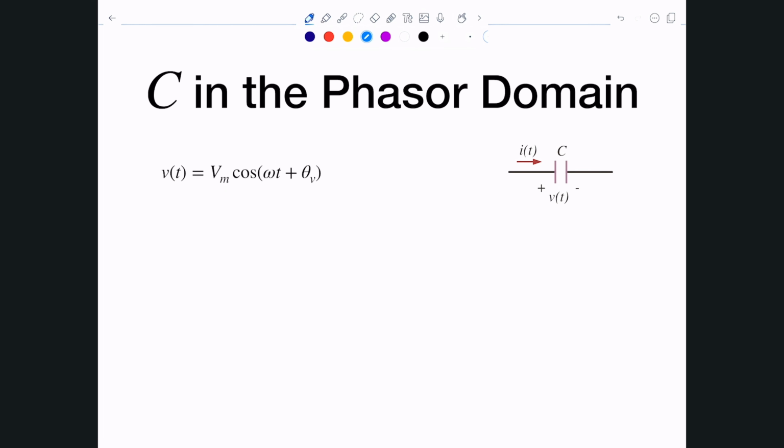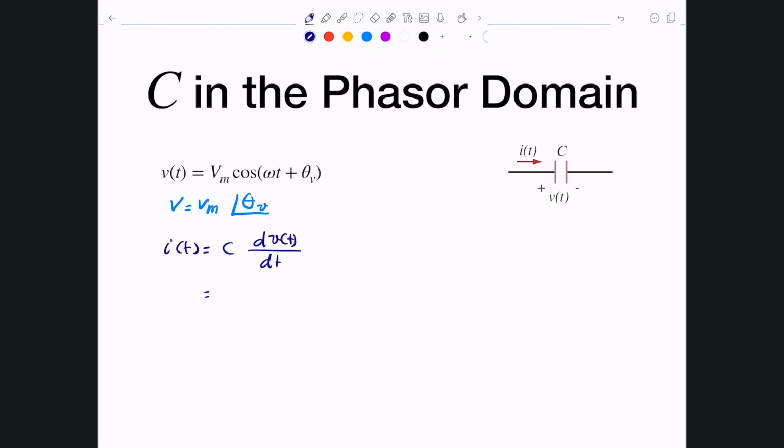But anyway, we'll do a phasor transform on this. What we'll end up with is this is V, the magnitude is V_M, and the phase is just theta V. And what we know in the time domain is v(t) is simply, actually what we're looking for is i(t) actually. Let me just do that. What we're looking for is i(t), and we know it is simply C times dv(t) divided by dt.